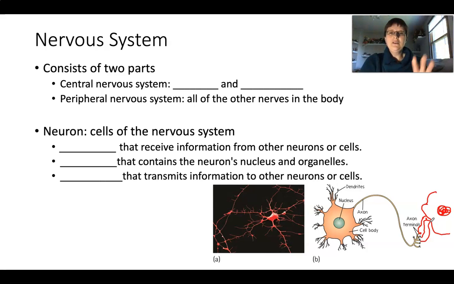So neurons have those three main parts. Dendrites that receive the information from other neurons or cells. So the fingers on this side, the cell body that contains the main part of the cell, the nucleus and other organelles. The axon is the one that is then going to transmit the information, send the signal to other neurons or cells.